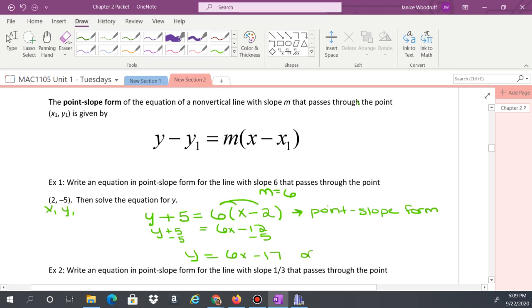Or you might see it like this, which is the same thing. What just happened to all my stuff? There it went. That's weird. 6x minus 17. So either one of those. I don't know why I wrote "of" instead of "or." Okay, so you have the 2, and again, you're just clicking in the box for this part.